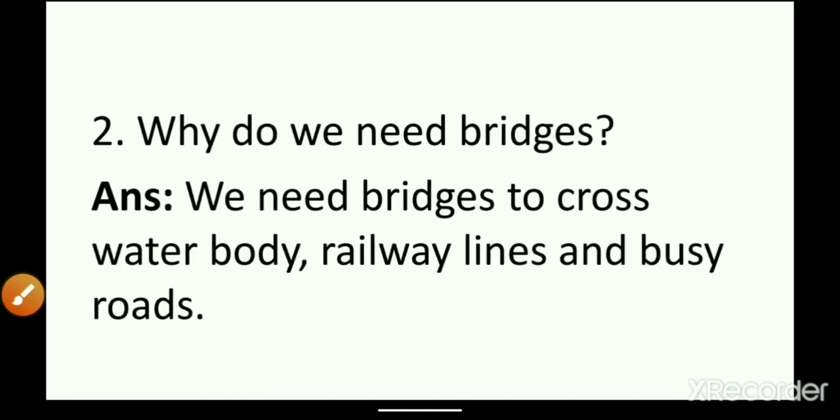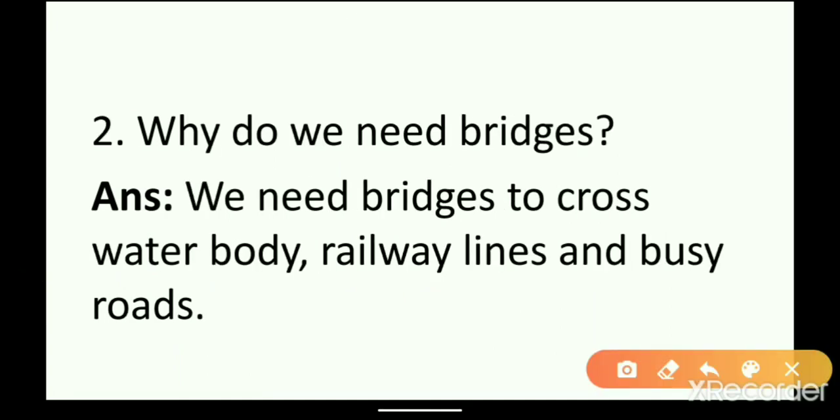Second question, why do we need bridge? As we have seen, there are many water bodies, railway lines. So from one side to the other side we have to go. So we require bridge to go from one side of the water bodies, railway lines or busy roads to the next side.